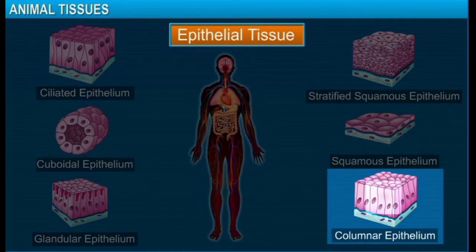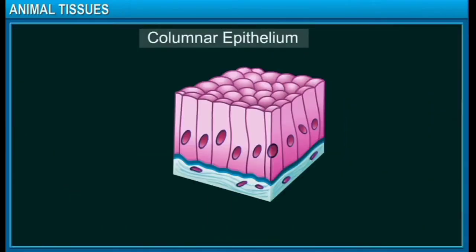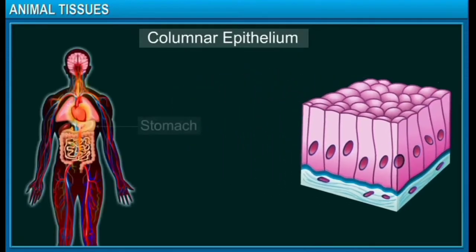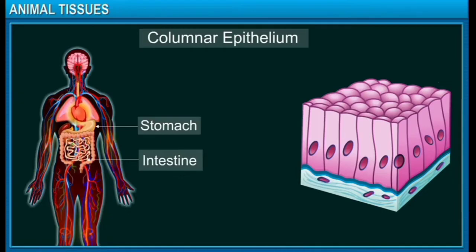These pillar-like cells are called columnar epithelium. These cells are cylindrical. They are found in the lining of the stomach and intestines. The main function of these tissues is to facilitate the movement of nutrients across the epithelial barrier.